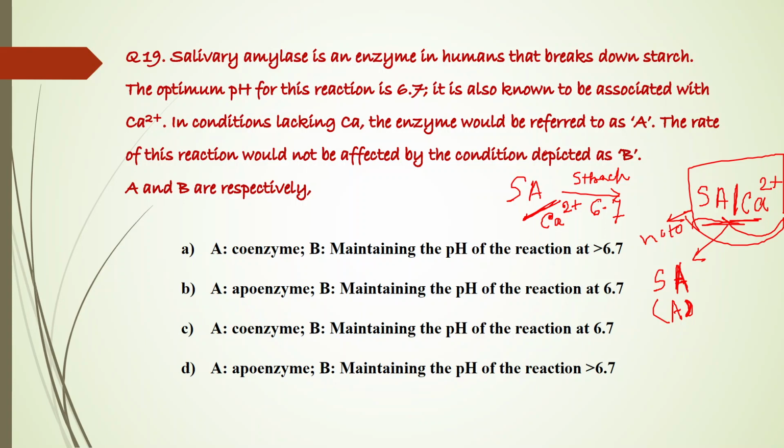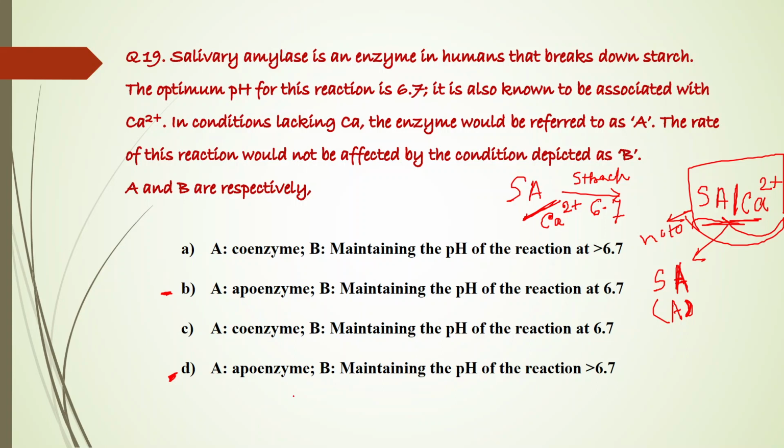So obviously from the options you can already sort out that either option B or D should be correct, because in absence of calcium 2+, we should call the enzyme an apoenzyme. Together they will be holoenzyme. Again they are saying the rate of this reaction would not be affected by the condition depicted as B. So you know the pH of the reaction that is necessary, that is 6.7, for the catalytic site of SA to do the reaction.